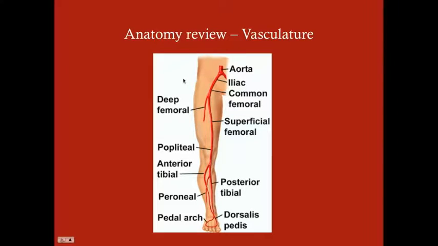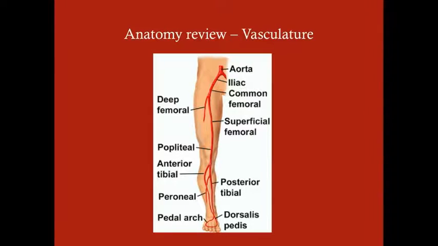Common femoral bifurcates into deep femoral, which supplies the muscles and the bone of the thigh, and then it also gives the superficial femoral artery, which is also known as just femoral artery. So common femoral gives deep femoral and superficial femoral. And superficial femoral progresses down to the lower leg. When it emerges out of the adductor canal, right before it goes down into the knee, it becomes the popliteal artery. Popliteal artery progresses down behind the patella. It's the artery that's endangered when you have a knee dislocation.